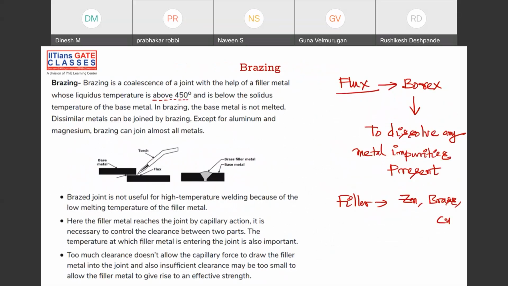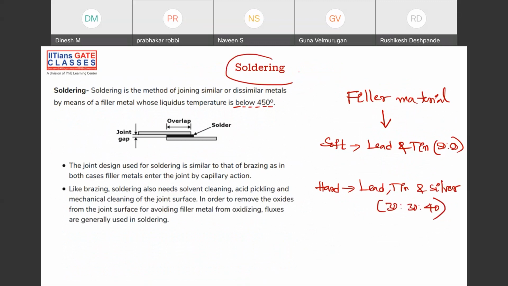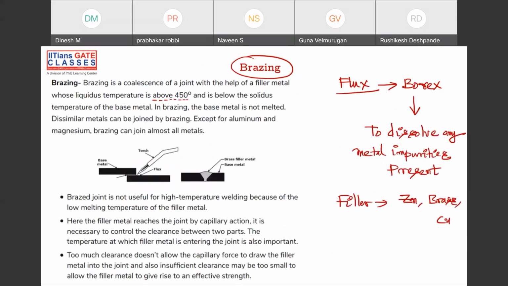These two are very important. What is that? Brazing and soldering. These two will come under semi-liquid, solid state plus liquid state weldings. And also these are heterogeneous weldings because the filler material is not equal to the parent material. That's the reason why they are coming under heterogeneous welding.